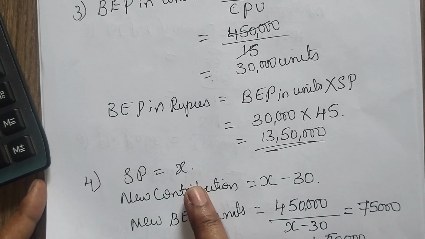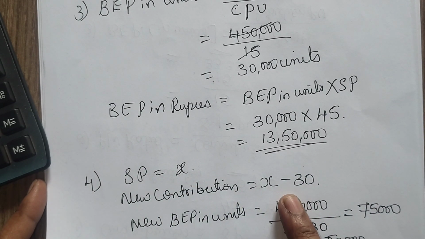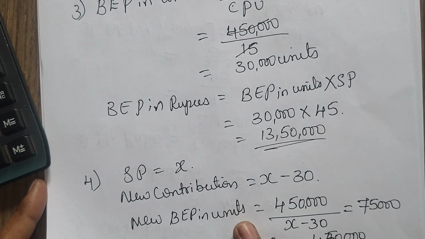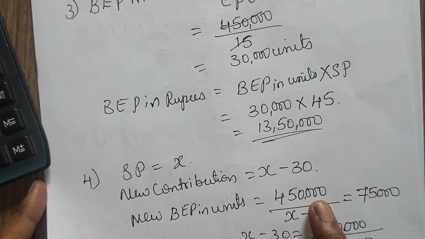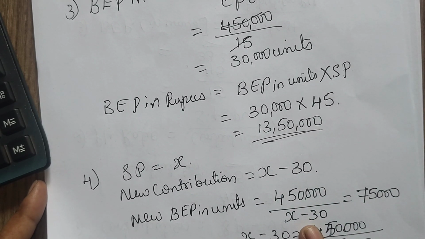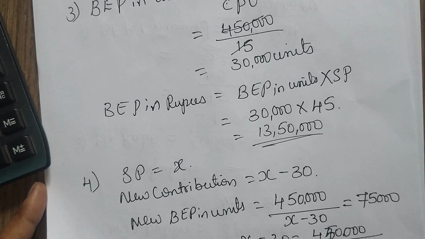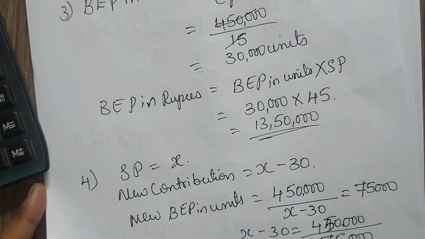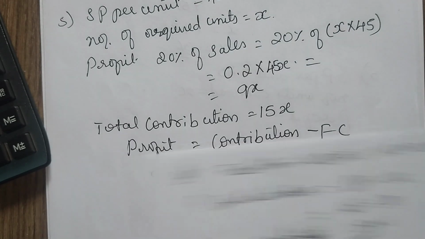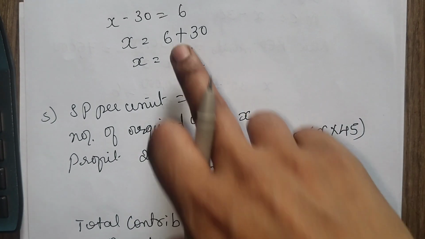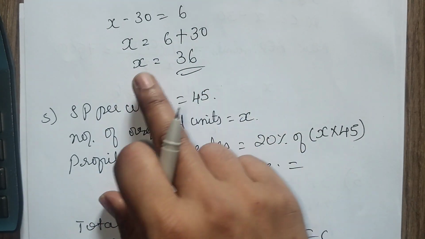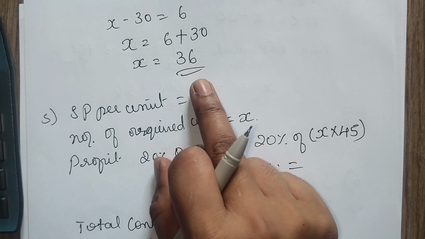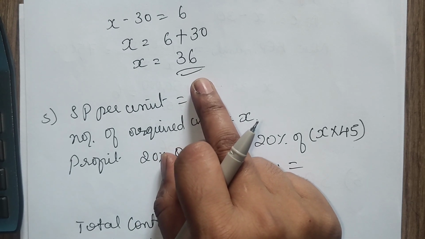And selling price we need to find out. X, new contribution will be X minus 30. New BEP in units is given. That is fixed cost divided by contribution is equal to 75,000. So 4,50,000 divided by 75,000, x minus 30. Then x minus 30 is equal to 6. X is equal to 6 plus 30. X we need to find out. Selling price per unit is 36.